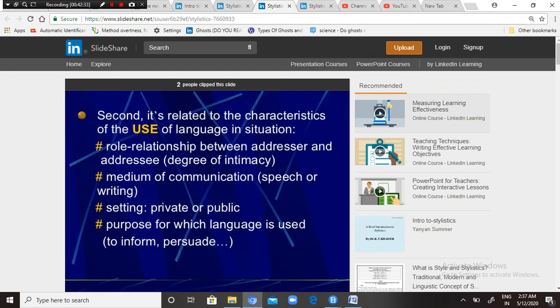Second, it relates to the characterization of uses of language in a situation: role relationship between addresser and addressee, degree of intimacy, and medium of communication, speech or writing; setting, private or public; and purposes for which language is used, to inform or persuade.